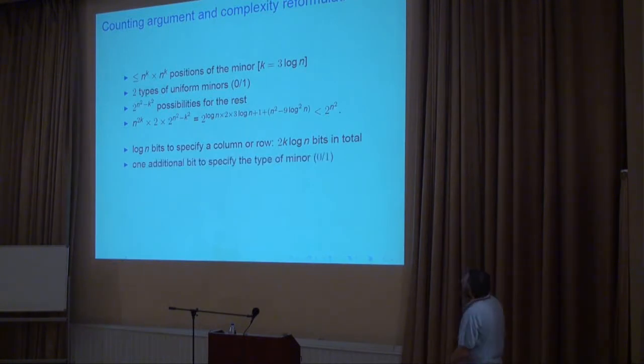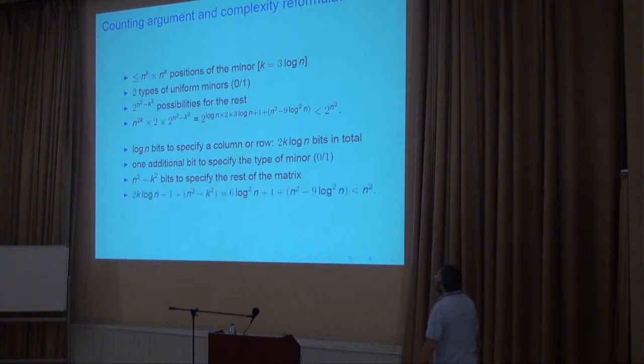And then we need one additional bit to specify which minor it is, 0 or 1 minor. And then we need n² − k² bits to specify the rest. And we made the same computation, the only difference is that it's done after taking logarithms. So we get 2k log n bits to describe the position, 1 bit to describe the type, and n² − k² to describe the rest of the things. And we get again the same computation and say that it's less than n².